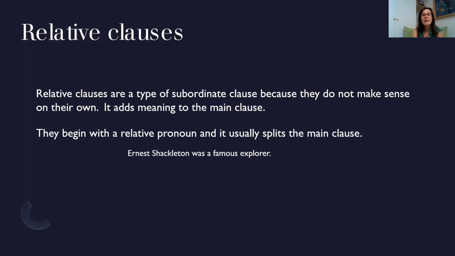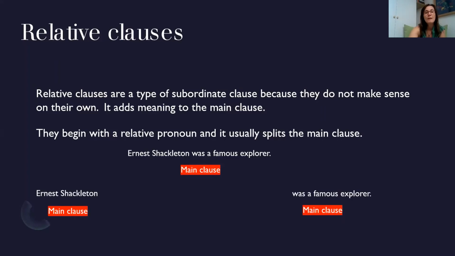So let's look again at the main clause. Ernest Shackleton was a famous explorer. That's your main clause. It makes sense on its own. Now let's look. Ernest Shackleton was a famous explorer. That's again your main clause, but as you can see, it's been split.